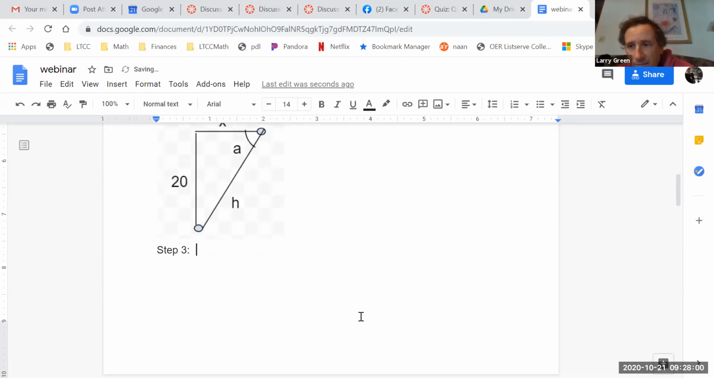Step 3, write down the equations that come from the picture and the words.